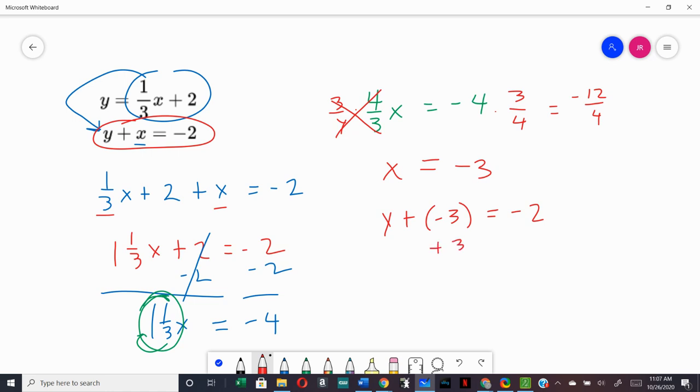So I'm going to add 3 to each side. And that gives me y equals +1. So what's my final solution? My final solution is the ordered pair, -3, 1. So I hope that helps you with number 7 in the assignment.